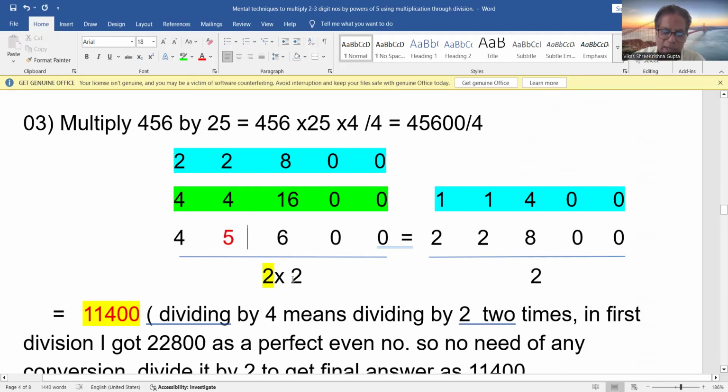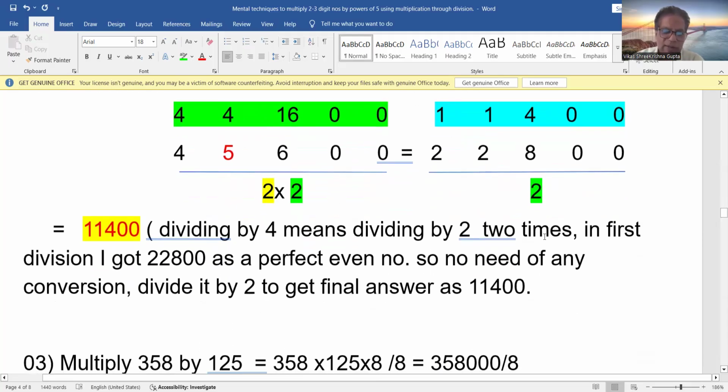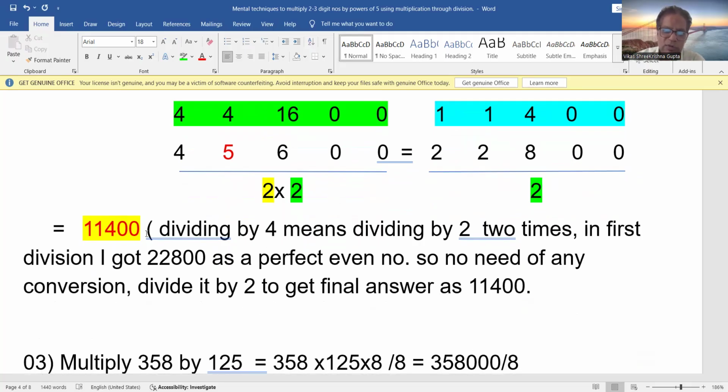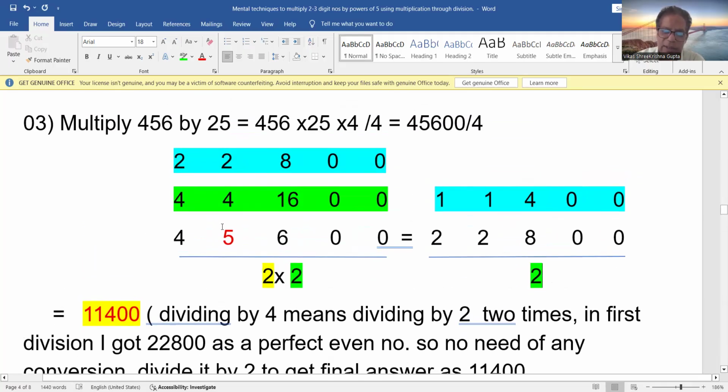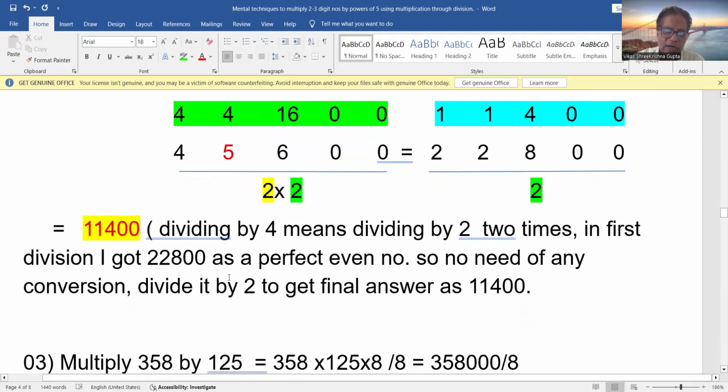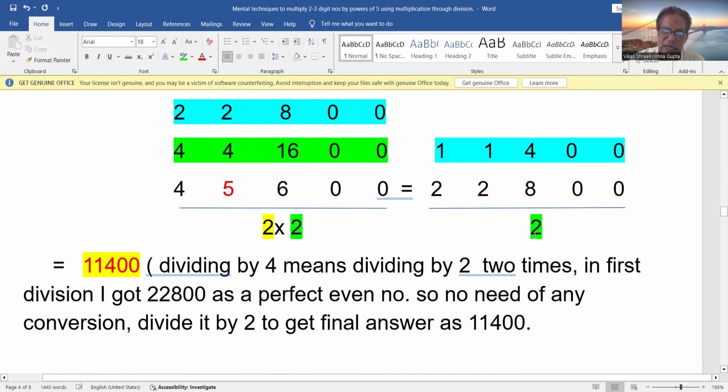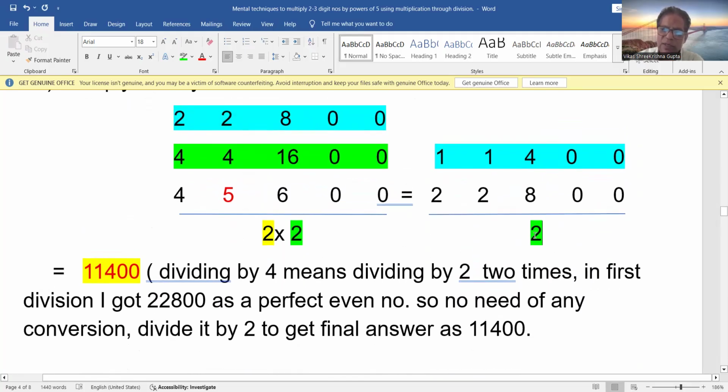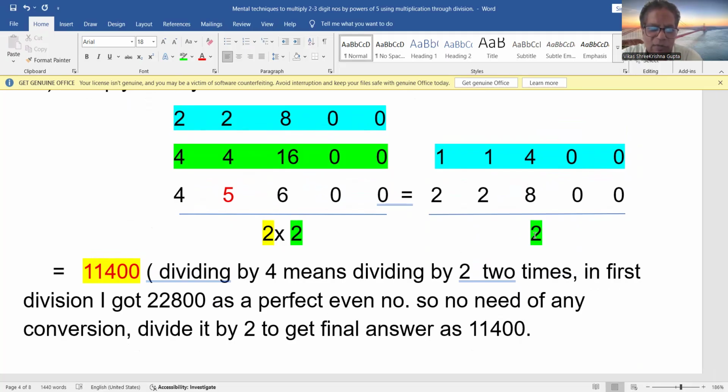22800. I again divide by 2 and it becomes 11400. So my final answer is 11400. Dividing by 4 means dividing by 2 two times. So the first division I got 22800, and the second division I got 11400. So the final answer is 11400 after dividing this number by 2 two times. So 456 multiplied by 25, the answer is 11400.